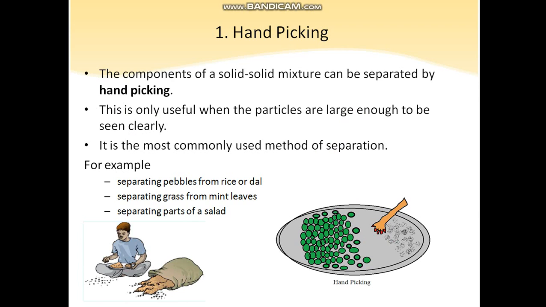First of all, hand picking method. The components of a solid-solid mixture can be separated by hand picking method. This is only useful when the particles are large enough to be seen clearly. That means those particles which you can see with your eyes can be separated using this method.